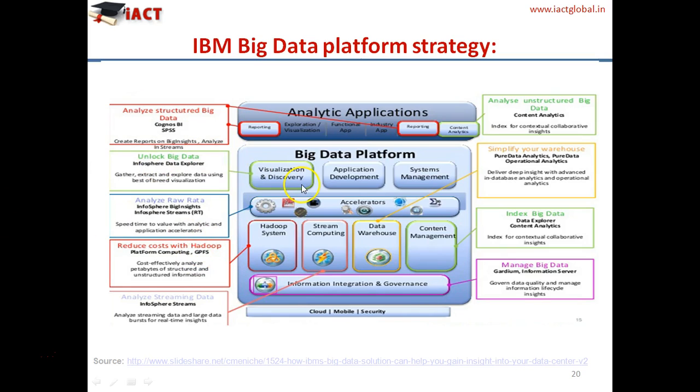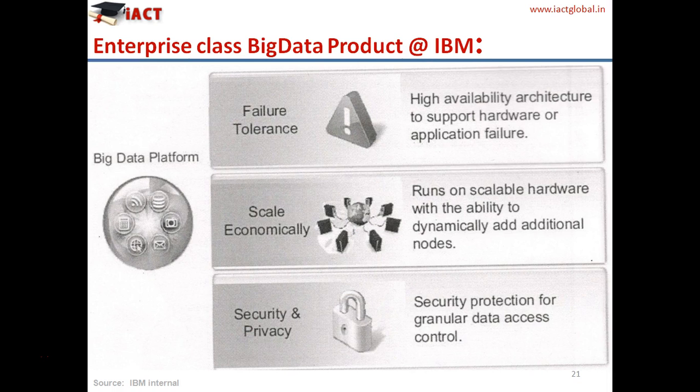So we have seen IBM's Big Data Platform strategy. Now moving on to enterprise class big data product at IBM. This product that we'll be talking about is failure tolerant, it can scale economically, and it provides security and privacy. When we say that it's failure tolerant, it means that it's highly available.